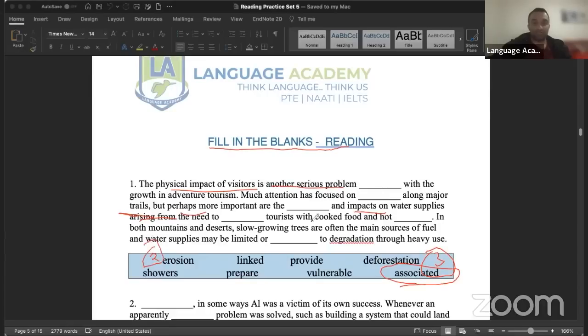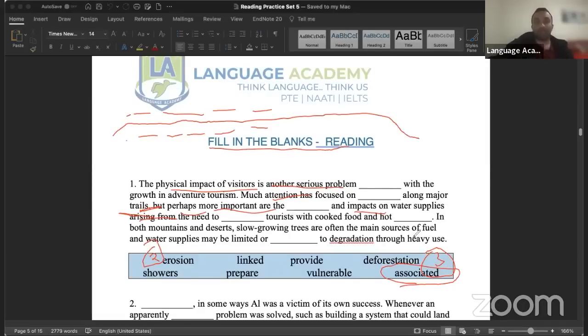Just on the basis of the contextual thing, much attention has focused on erosion along with major trails. So major trails means, for example, there is a walking track, for example, in Royal National Park or something. Let's say this is a track. So right next to it, there is a lot of soil which is getting eroded because there are a lot of tourists there. So that's an attention. But the more important one are the deforestation, cutting down of trees, and impact on water supply.